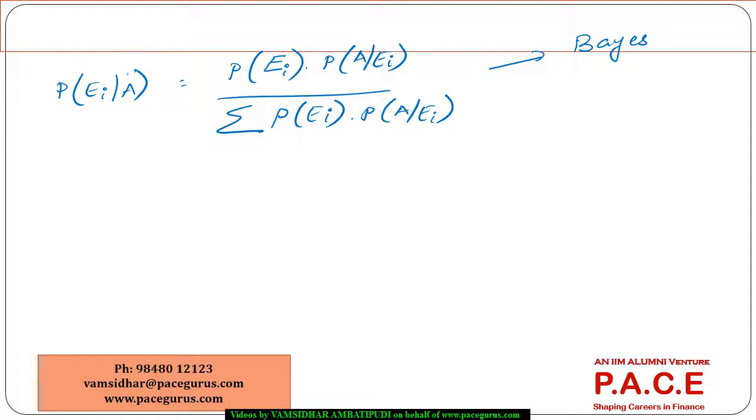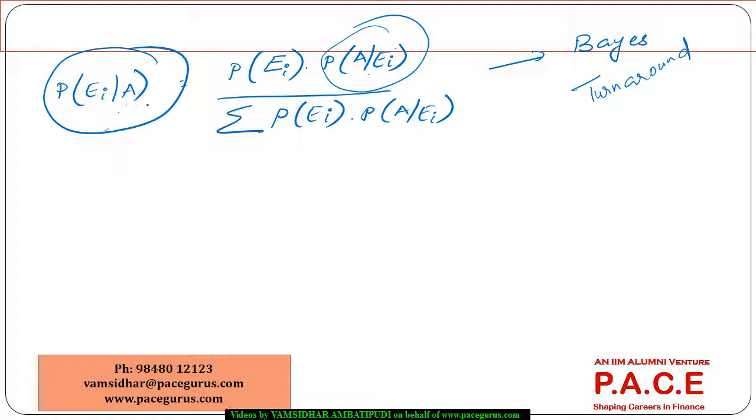So the simple way of looking at it is I can very well find out the probability of Ei occurring given an event A has occurred by considering probability of A given Ei, which means I am simply finding out the turnaround probabilities, turnaround conditional probability. By knowing probability of A given Ei, I am able to find out probability of Ei given A. So I am able to find out turnaround probabilities.